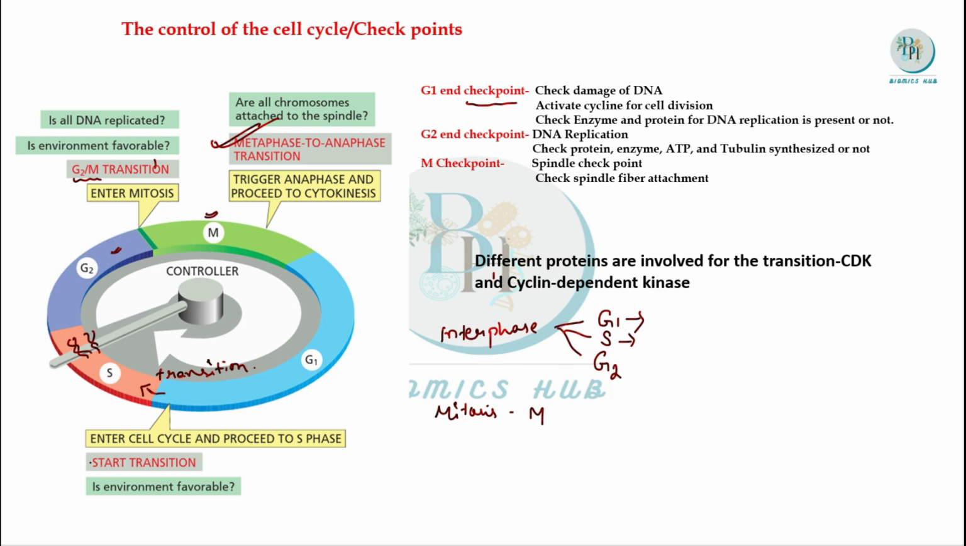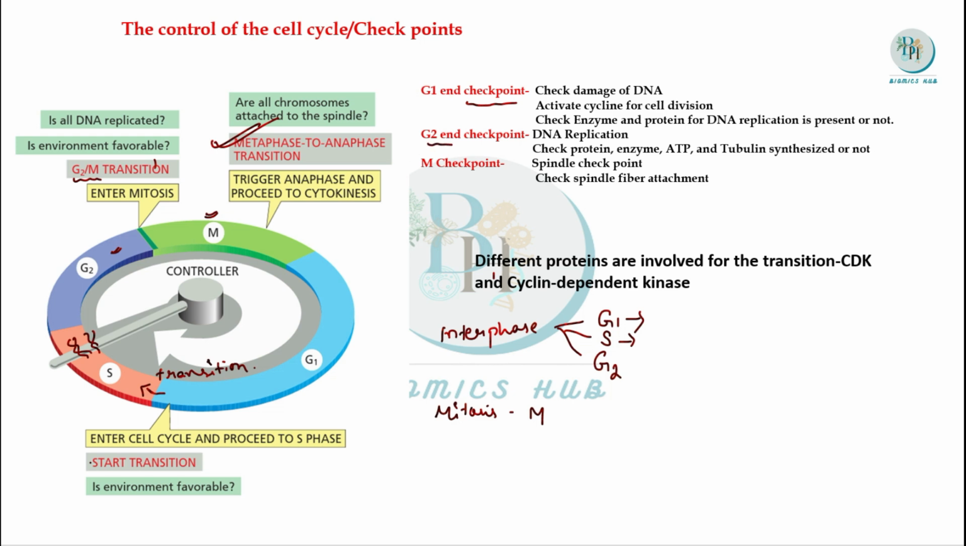What was the other thing? The other thing was the production of the proteins or enzymes which are required in the S phase. The G1 checkpoint checks whether all the proteins required in the S phase are synthesized or not. This is the work of the G1 checkpoint. Next comes the G2 checkpoint.